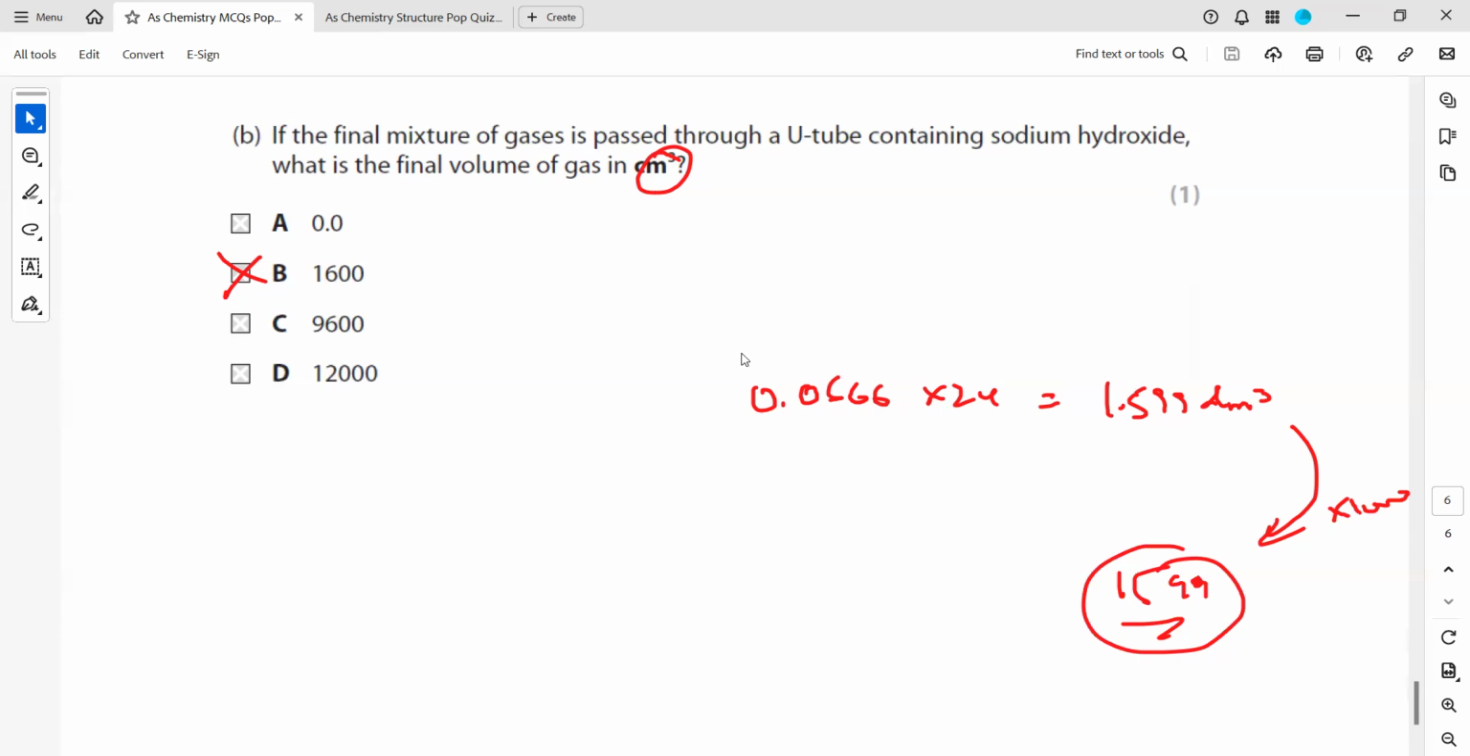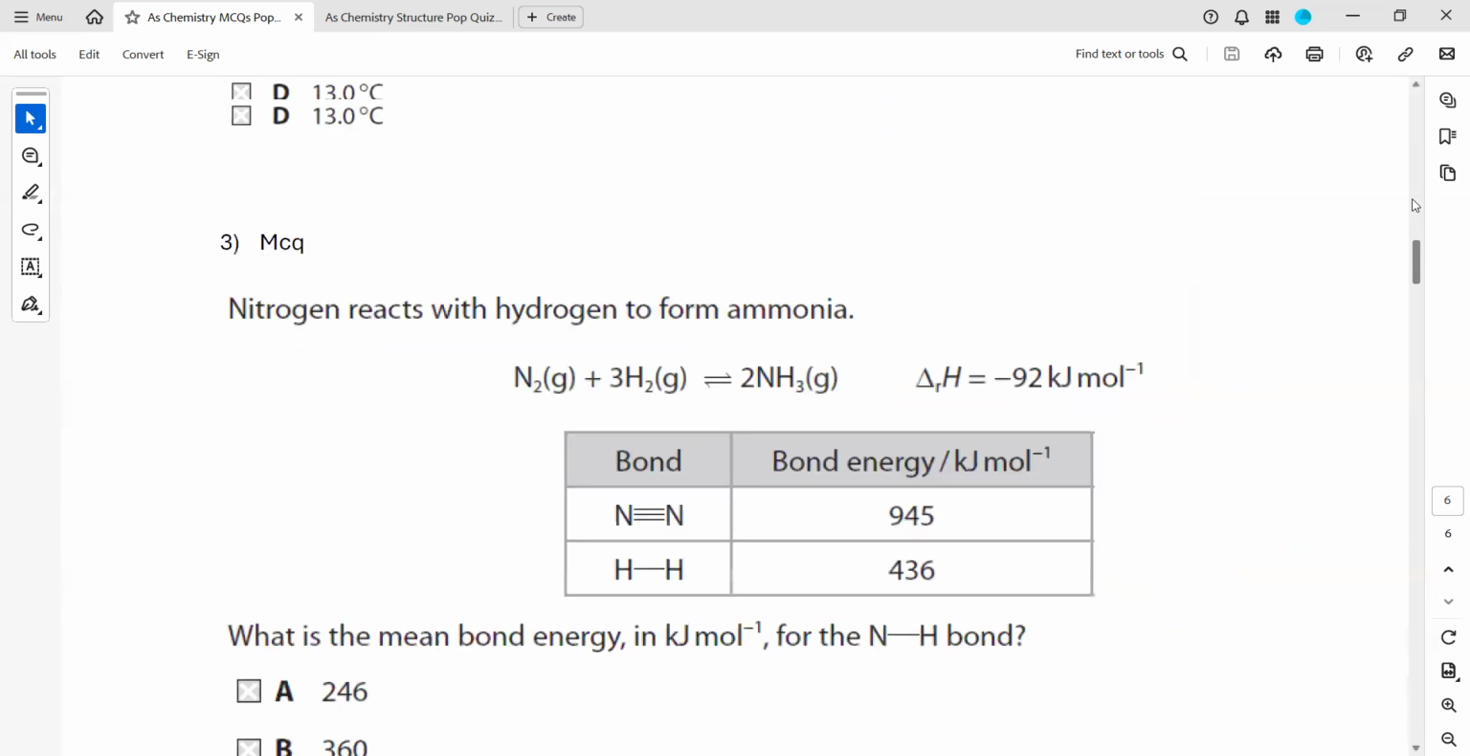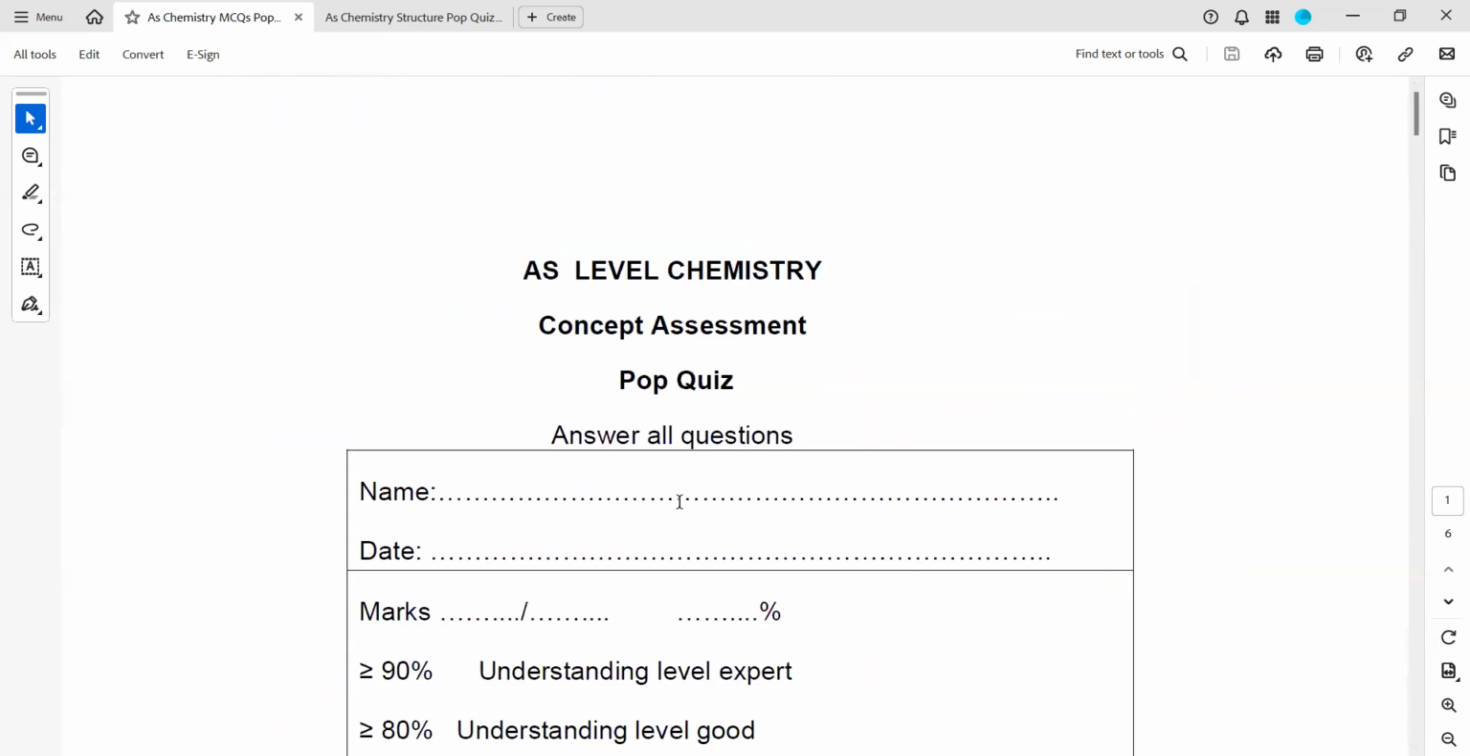Any other doubt in this pop quiz, which was related to the MCQs? Then we have a structured pop quiz.